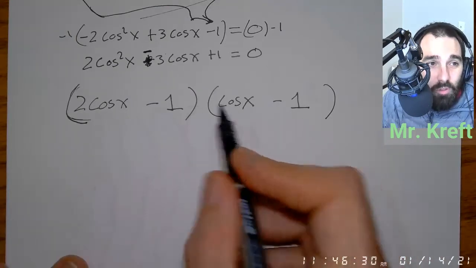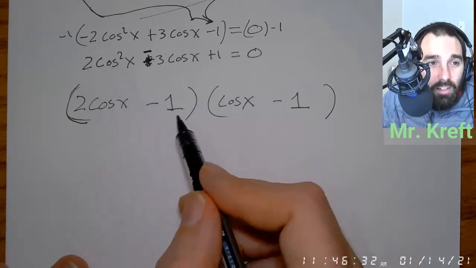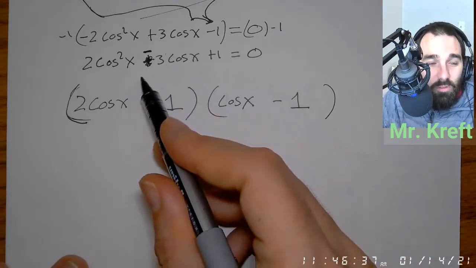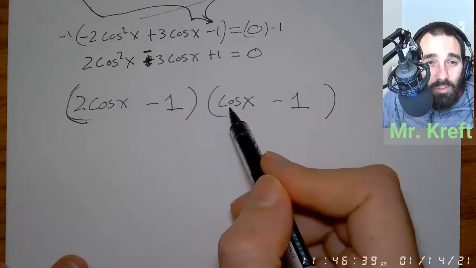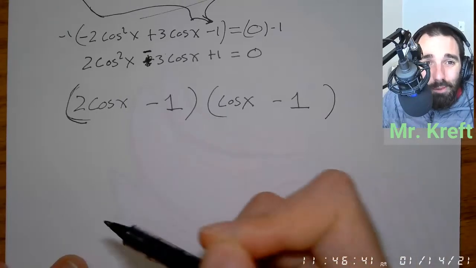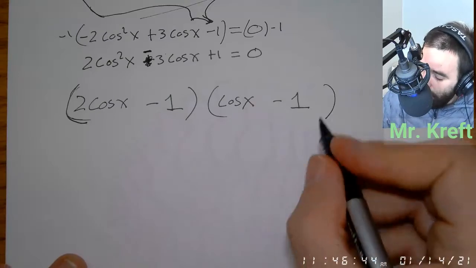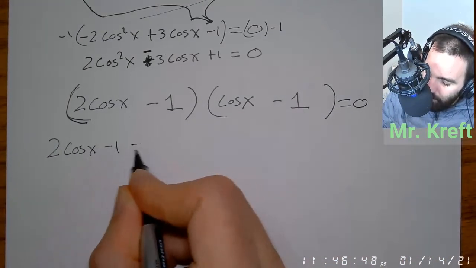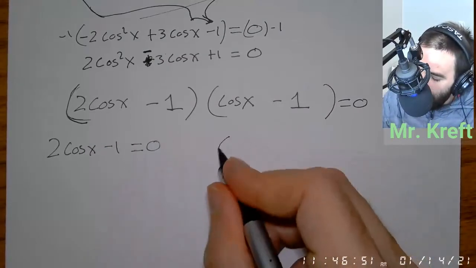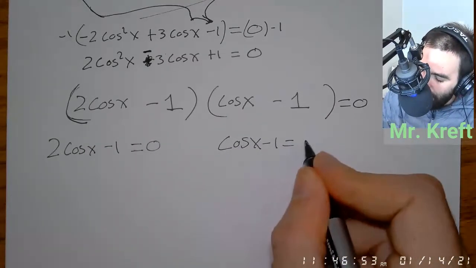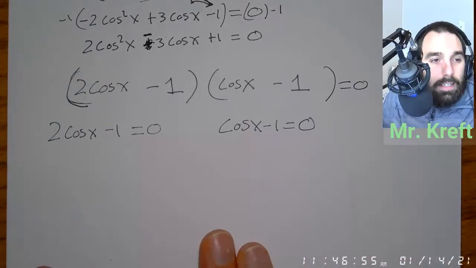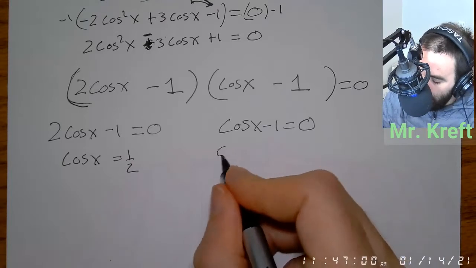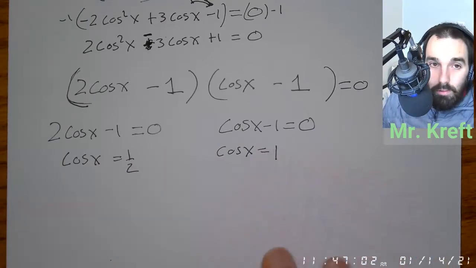So check this out. 2 cosine x times cosine x is 2 cosine squared. Negative 1 times negative 1 is 1. 2 cosine x times negative 1 is negative 2 cosine x. Negative 1 times cosine is negative cosine. That's negative 3. So then I can say 2 cosine of x minus 1 equals 0, and cosine of x minus 1 equals 0. Solving this, cosine x equals 1/2, and solving this, cosine x equals 1.